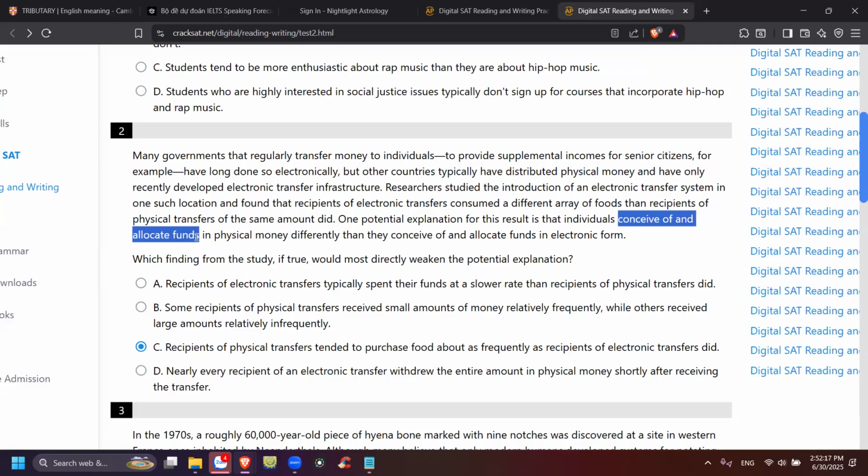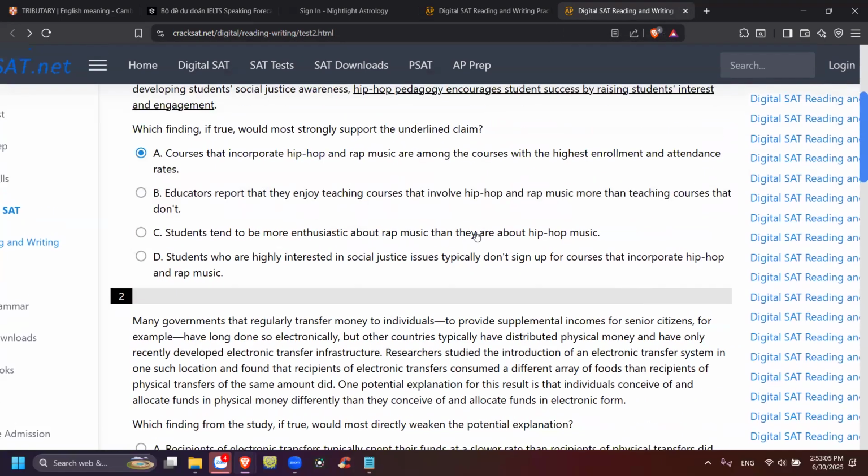But why is it weakening the explanation? I think it's support though. That's why I'm like, sometimes the answer is weird. If you choose C, it's only about purchasing food frequently. So basically, it talks about allocating funds in the same way. It does weaken, but not most directly weaken, I think. But again, it still cannot be D. Something is weird here. Never mind, sometimes it's like that. I think the main point here is to realize which one's weird and which one's not. Okay, that's it. Let's move on now.